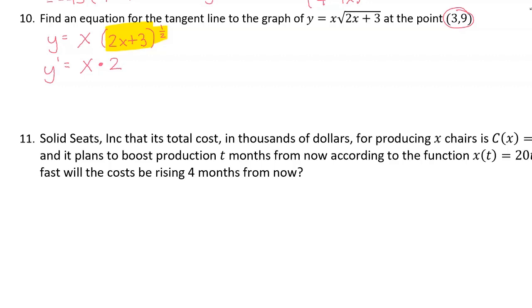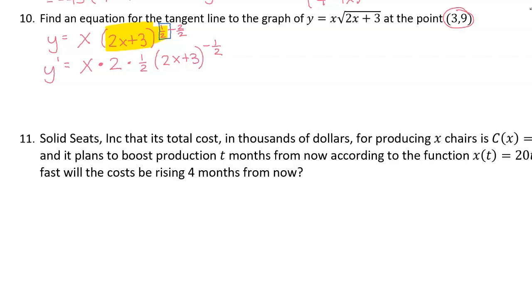Then we want to do the derivative of the outside. To do that, the 1/2 is going to come out front. Then the inside is going to stay the exact same. And then I'll subtract 1 from that exponent. And when I subtract 1, I'll do it as 2/2 since we're dealing with fractions. This is going to be negative 1/2. That's just the first part of the product rule.